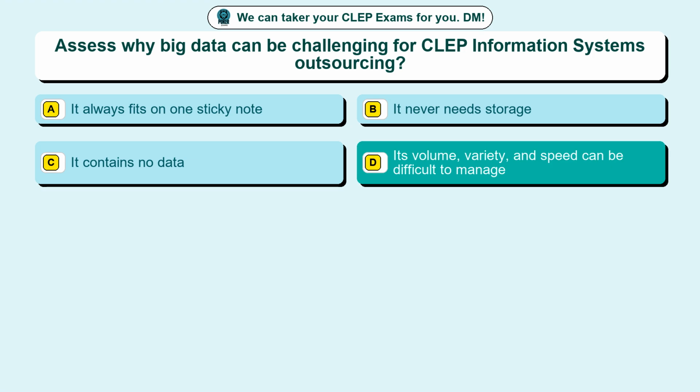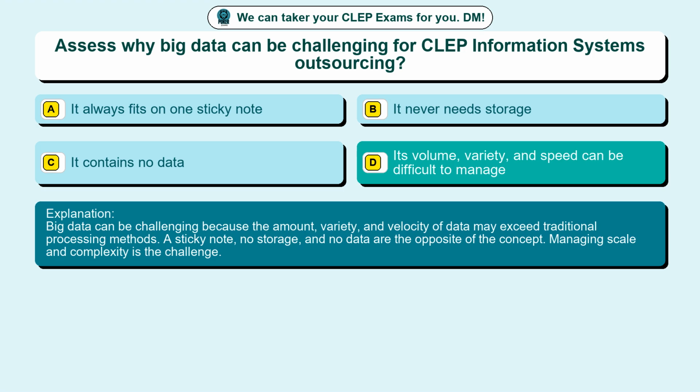The correct answer is option D. Its volume, variety, and speed can be difficult to manage. Big data can be challenging because the amount, variety, and velocity of data may exceed traditional processing methods. A sticky note, no storage, and no data are the opposite of the concept. Managing scale and complexity is the challenge.